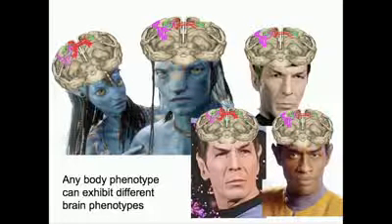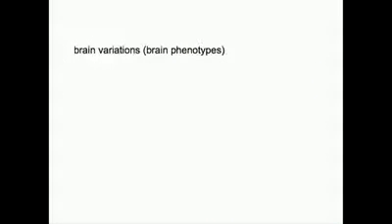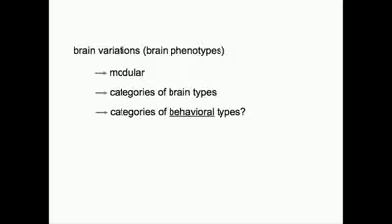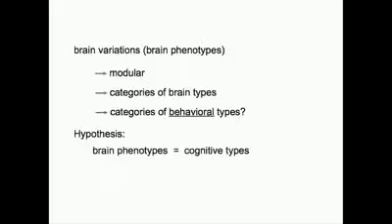The final thing about modular genes is that body phenotypes are completely uncoupled from brain phenotypes. So pretty much any body phenotype can exhibit any of these different brain phenotypes. All right, so what have we got? Brain variations, brain phenotypes. They're modular, and therefore they give rise to categories of brain types. But your brain is the thing that gives you your cognition, your behaviors, your personality. So will we see certain categories of behavioral types? The hypothesis we're going to forward today is that, yes, brain phenotypes, these different configurations of brains, actually give rise, in many cases, not all, but many cases, to different cognitive types. Just like genotypes and phenotypes, we're going to coin a term for this, cognotypes.